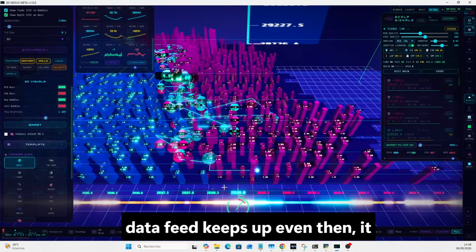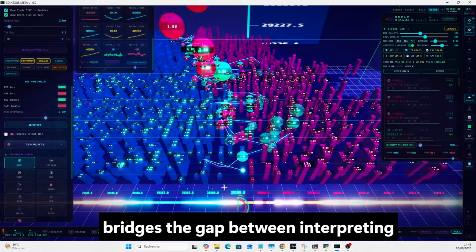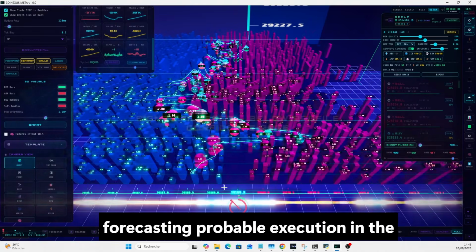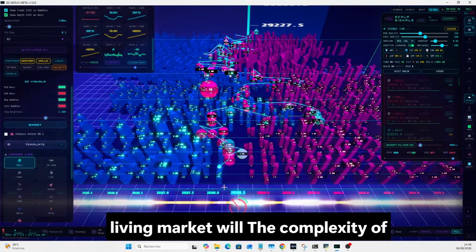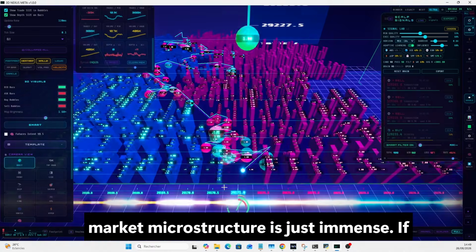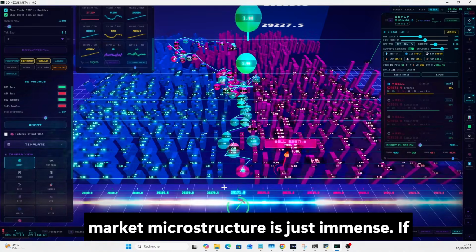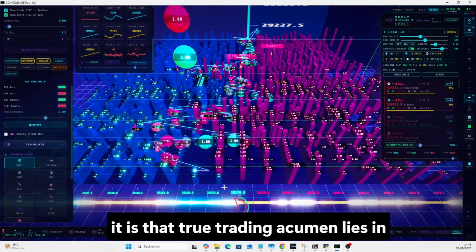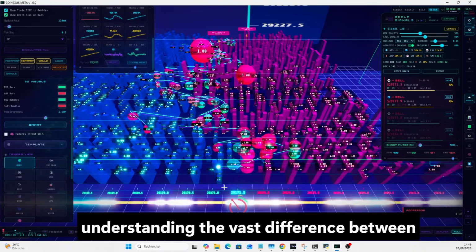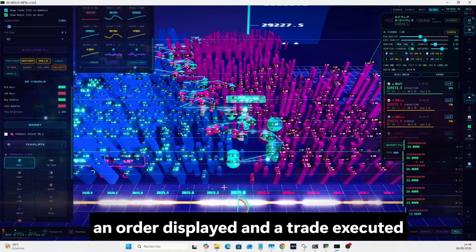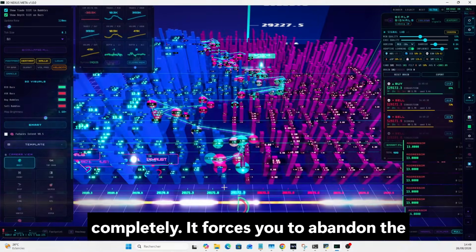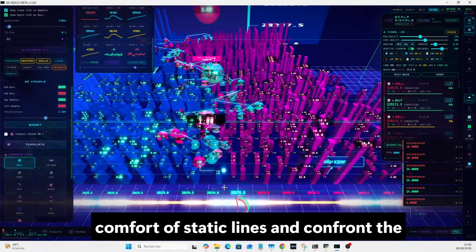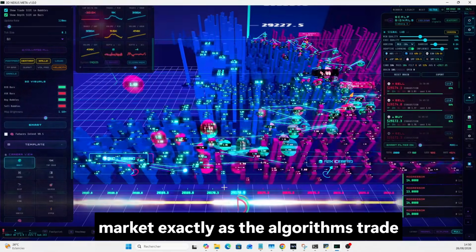If the data feed keeps up. Even then, it bridges the gap between interpreting static history on a candlestick chart and forecasting probable execution in the living market. Well, the complexity of market microstructure is just immense. If there is one thing this material proves, it is that true trading acumen lies in understanding the vast difference between an order displayed and a trade executed. Completely. It forces you to abandon the comfort of static lines and confront the market exactly as the algorithms trade it.